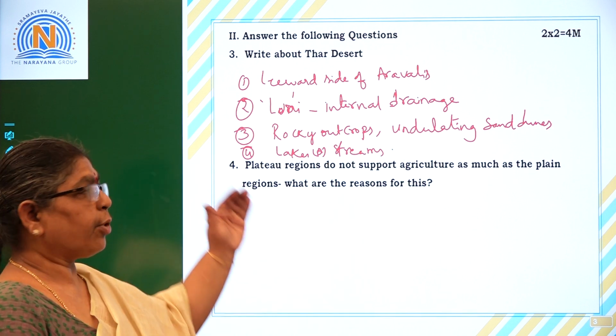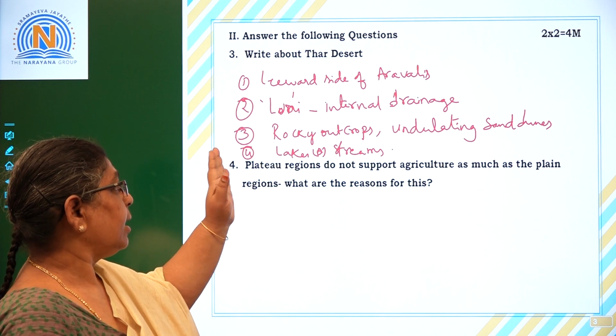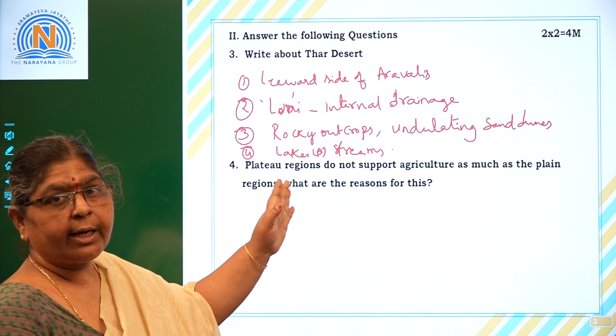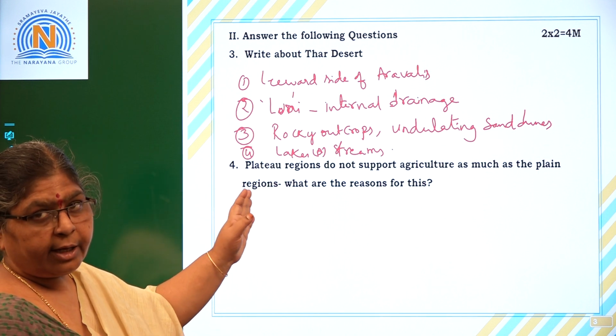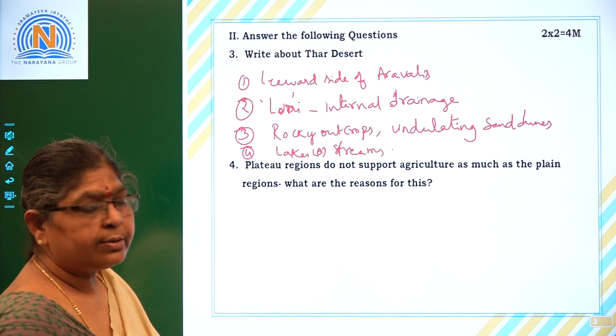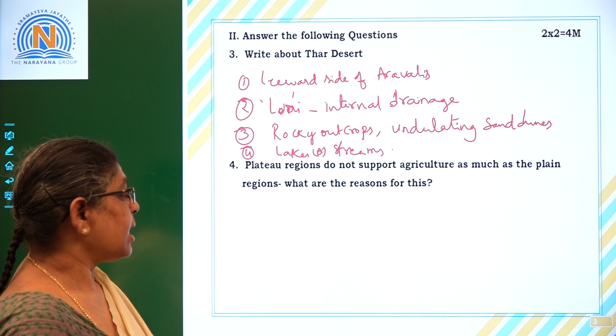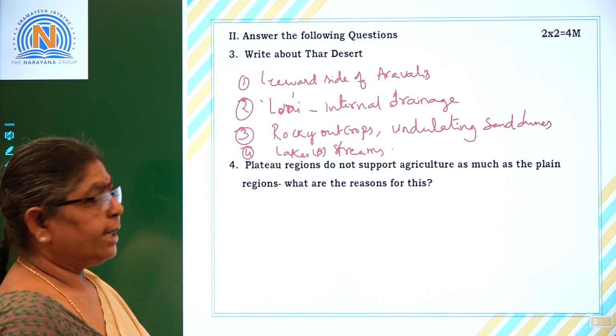These are the different points. It is located on the leeward side of the Aravallis, and the Luni river, which flows here, has internal drainage. It has very little or scanty rainfall. And you can see that rocky outcrops and undulating sand dunes are found here. The lakes or the streams provide a sufficient amount of water to these areas.